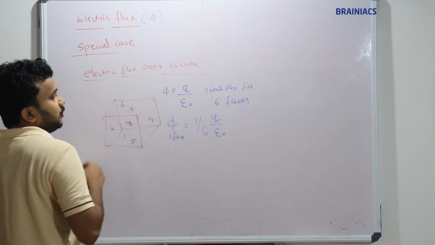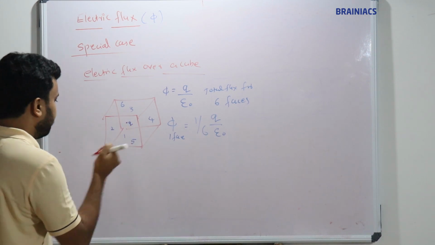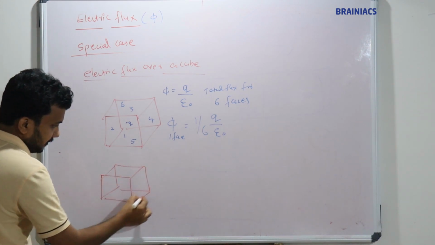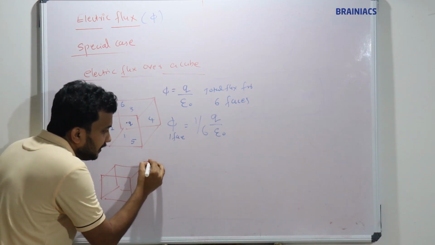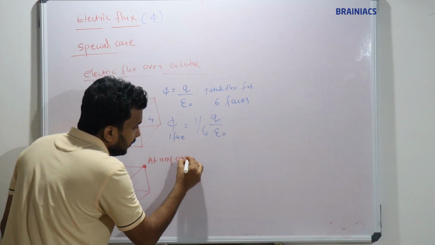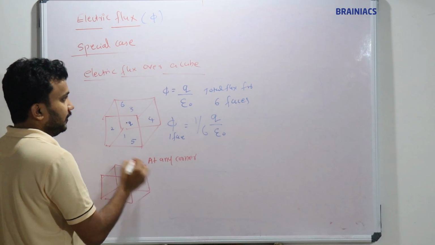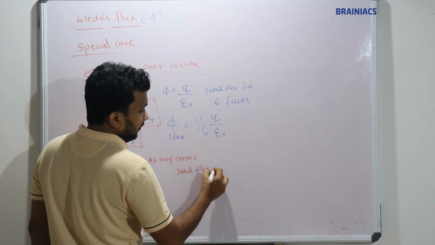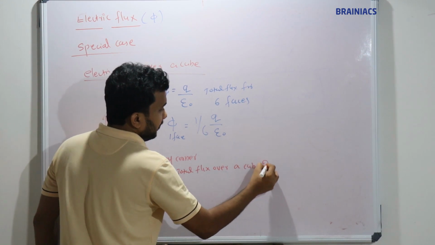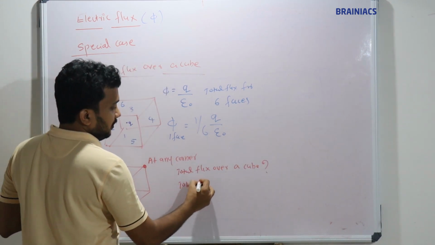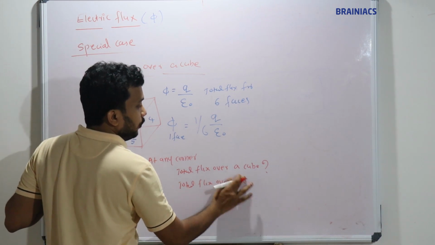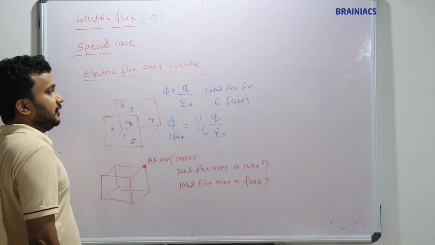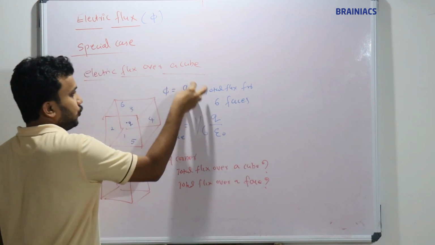So here I have placed a charge. Now instead of placing the charge here, let me take another example. I have a cube like this. Now if I place one charge at any corner, the same question: what is the total flux over a cube? This is one of my questions. And my other question is, what is the total flux over a face or surface? In the earlier case, if a charge is placed at the center, the flux over one face of the cube is q by 6 epsilon 0.